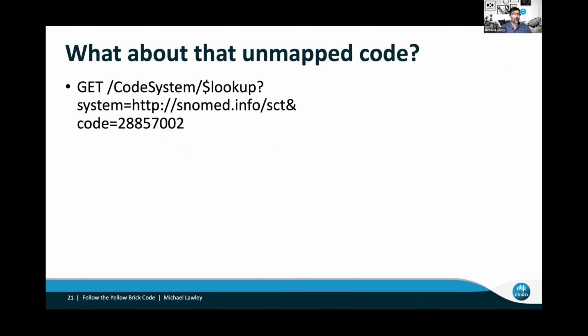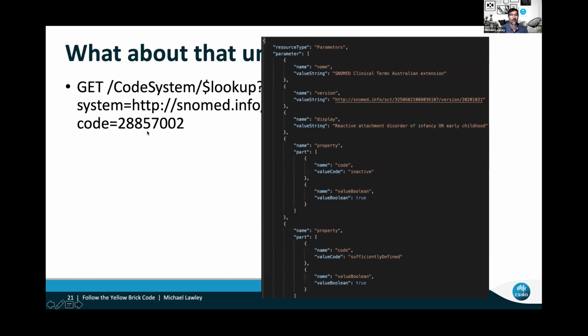But what about the unmapped code? So let's use the lookup operation to find out some information about this unmapped code. So here we're doing a lookup on the code system. Code system, of course, is SNOMED, and this is our code that couldn't map. And we get back a result, and this result gives us this display text, the version that was used to provide the information. And it tells us that this code is inactive true. So this is an inactive code. So that's probably why it's not in the map.